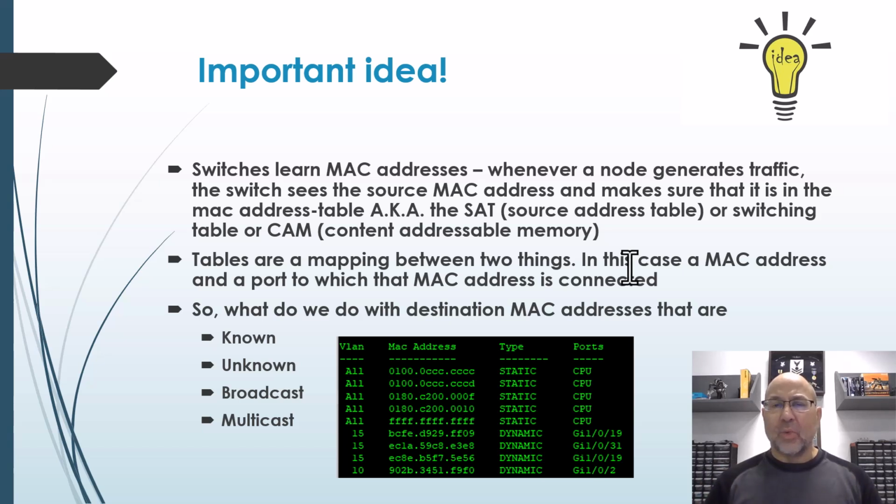Again, what do we do with traffic that is sent to destination MAC addresses that are known, unknown, broadcast, or multicast? Well, when I see a frame come in and I look at the two MAC addresses, I look at the source MAC and I say, are you in here already? And if not, I'll add it. If it's already there, then I don't worry about it. Then I look at the destination and I say, do I know this destination? In other words, did I already learn where this node was connected? And if so, I send it right to that particular port. If it's unknown, broadcast, or multicast, I'm going to send it out all ports except for the one that it came in on. That's that flooding behavior.